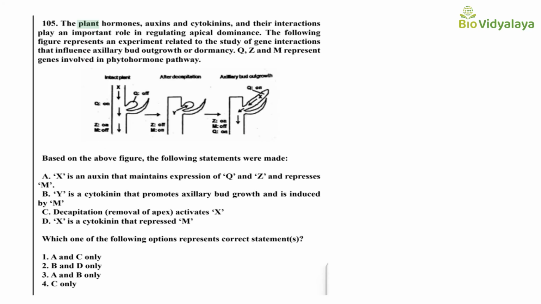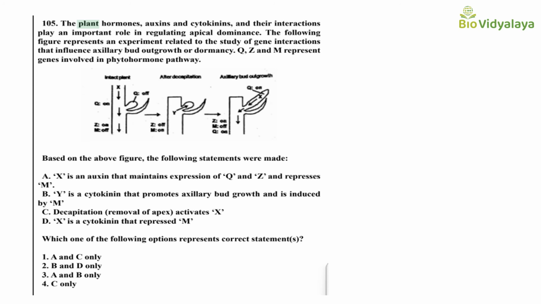This is the last question. The plant hormones auxin and cytokinins and their interaction play an important role in regulating apical dominance. The following figure represents an experiment related to the study of gene interactions that influence axillary bud outgrowth or dominancy. Q, Z and M represent genes involved in the phytohormone pathway.